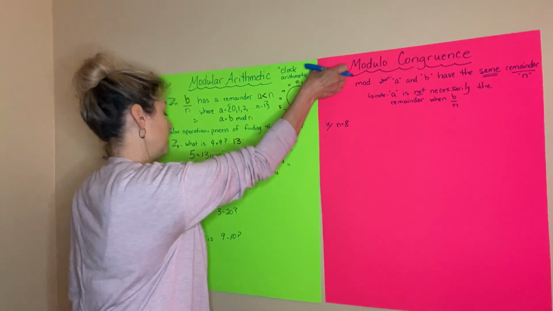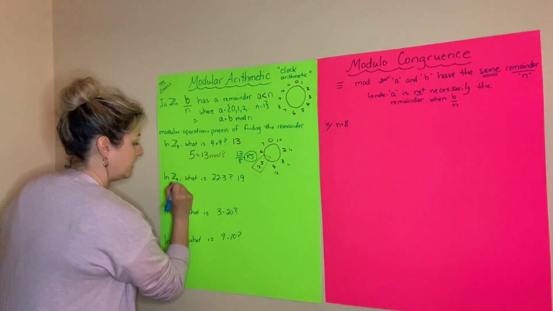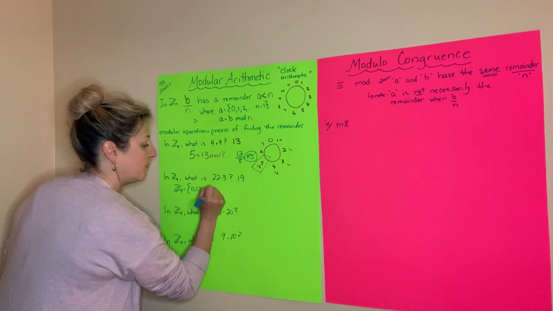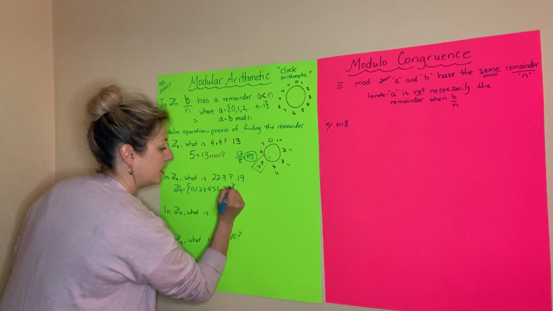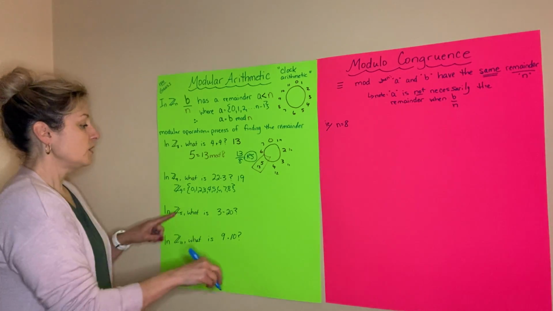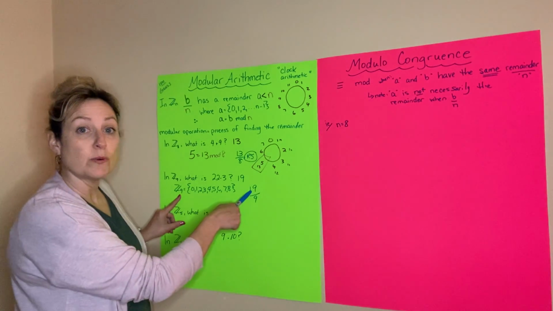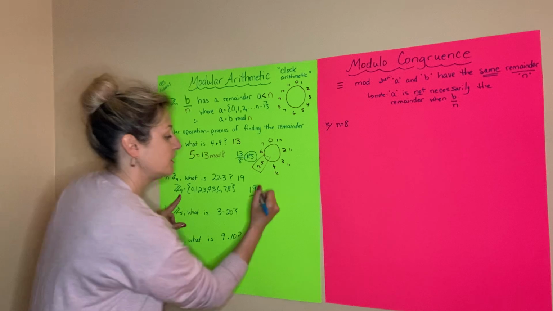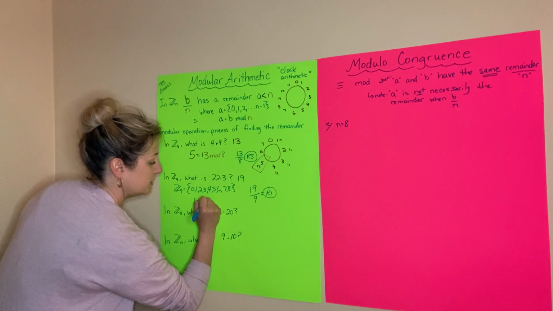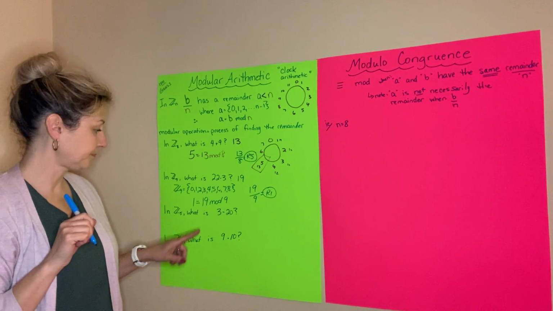In Z sub 9, what is 22 minus 3? Well, 22 minus 3 is 19. In a Z sub 9, you have 0, 1, 2, 3, 4, 5, 6, 7, 8, no 9. These are all the integers. There are 9 of them, but it starts at 0. So you can just find the remainder. 9 goes into 19 twice for 18, so there's 1 remainder. So 1 equals 19 mod 9. And that's how we would write that one.